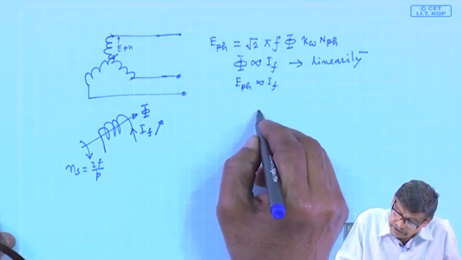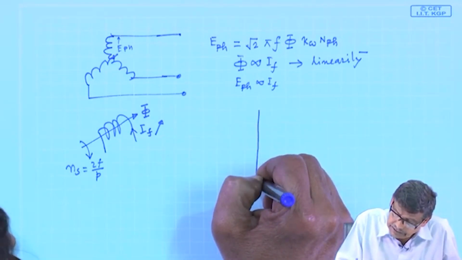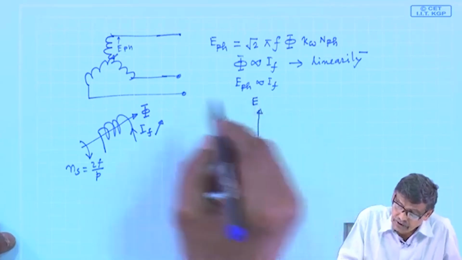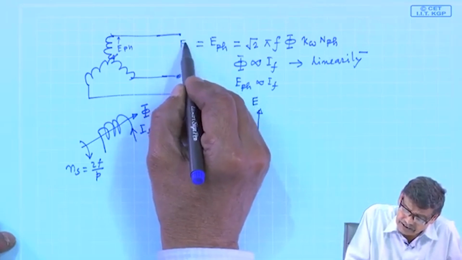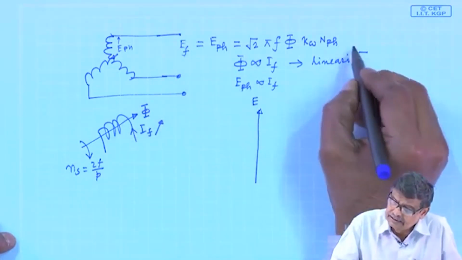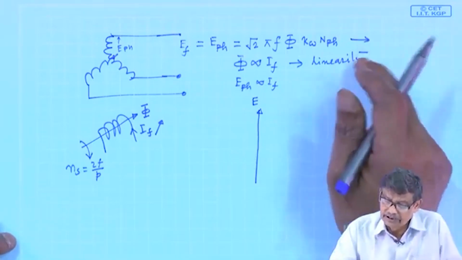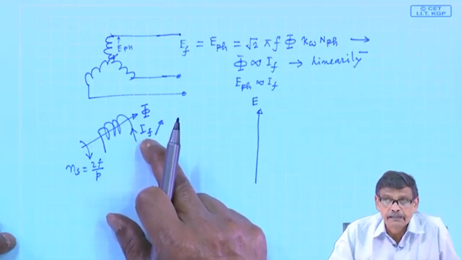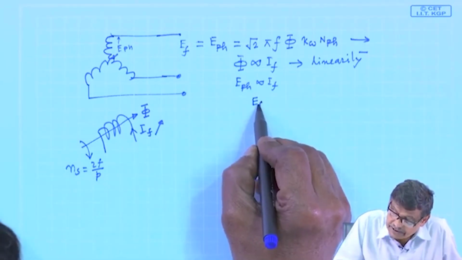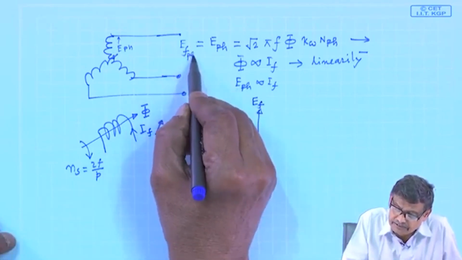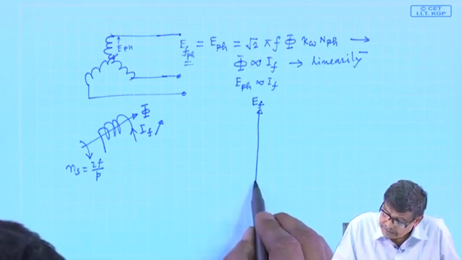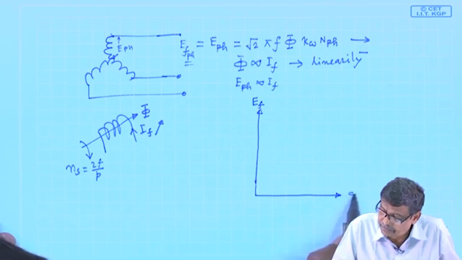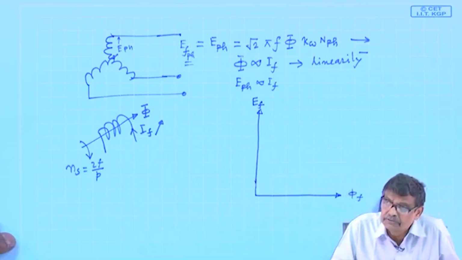Now we have this phasor diagram. If this is your E induced, which is often called EF, it is called the voltage due to excitation of the alternator. It directly depends upon IF. So EF I will write, that is per phase, EF per phase. And then this is the flux per pole phi f, or MMF also you can write.